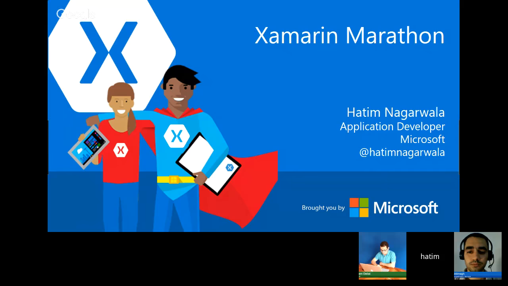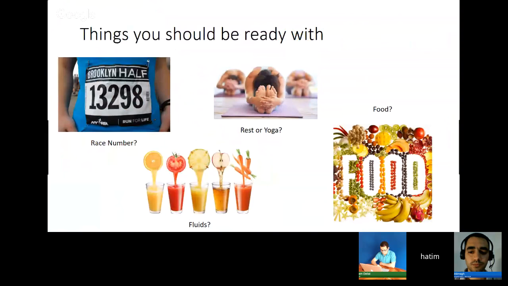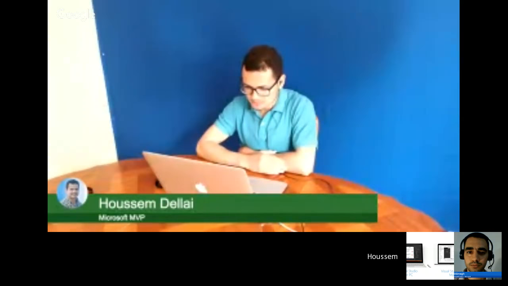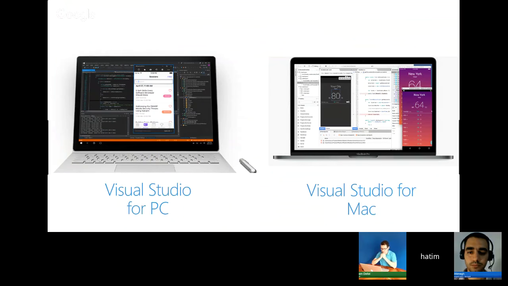So, as the name suggests, we are going to see something which is called a Xamarin Marathon. So, what do you need for it? Some rest, yoga, some food, or some fluids? No. What you need is either Visual Studio for PC or Visual Studio for Mac. This development tool will help you build all the cross-platform applications, whether it's iOS, Android, or Windows Phone. Plus, you can have a really powerful backend with the same IDE.